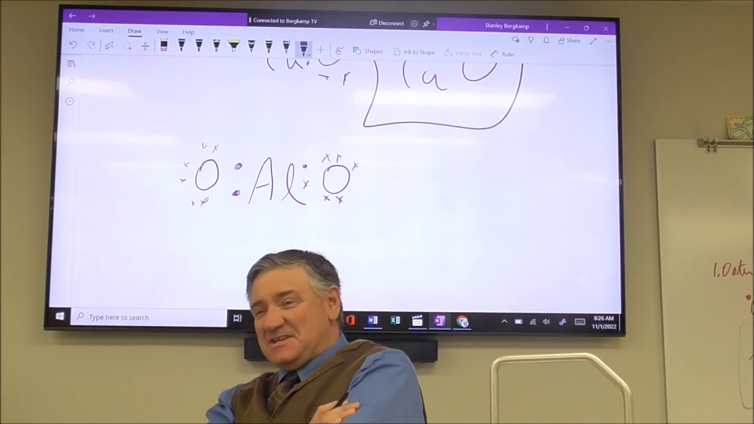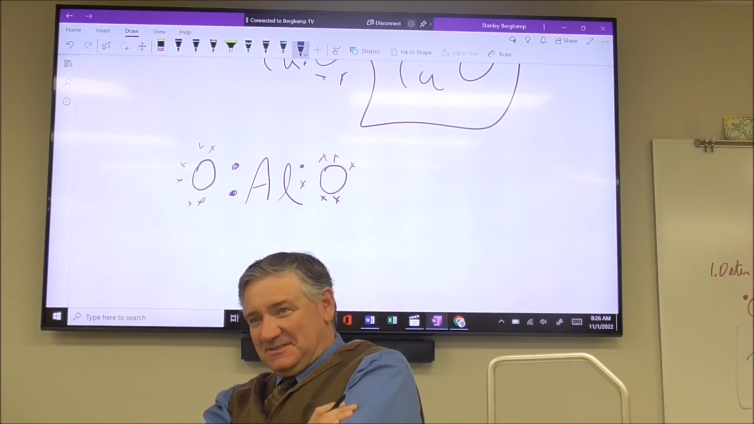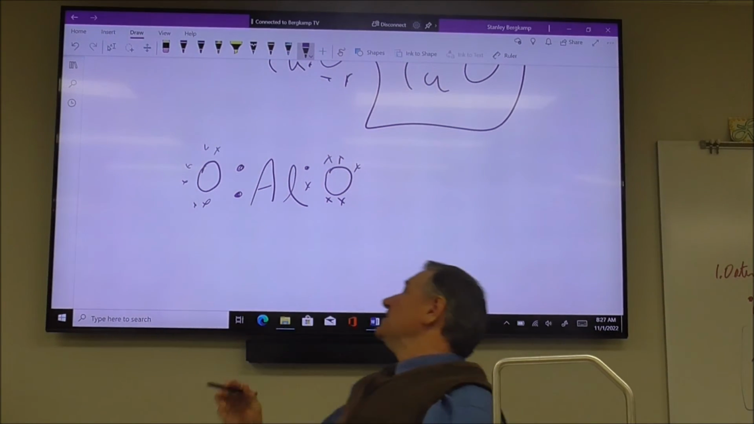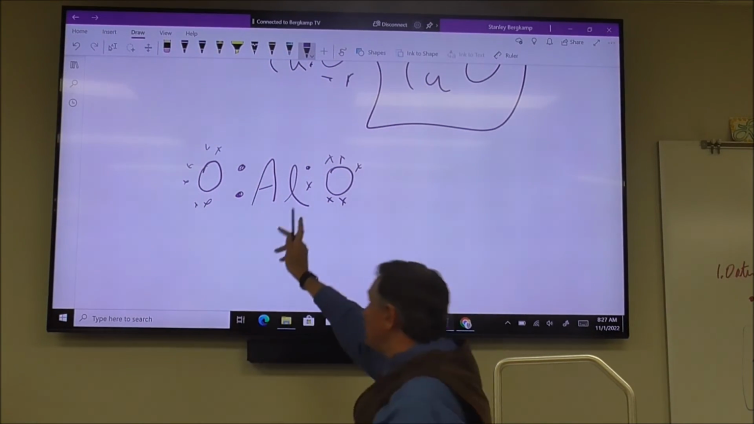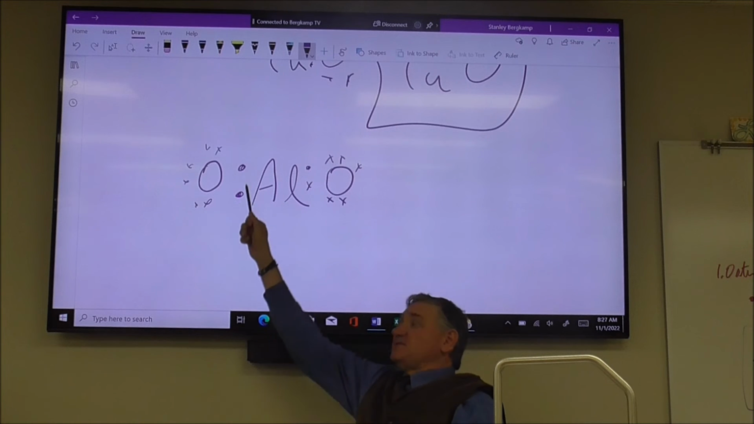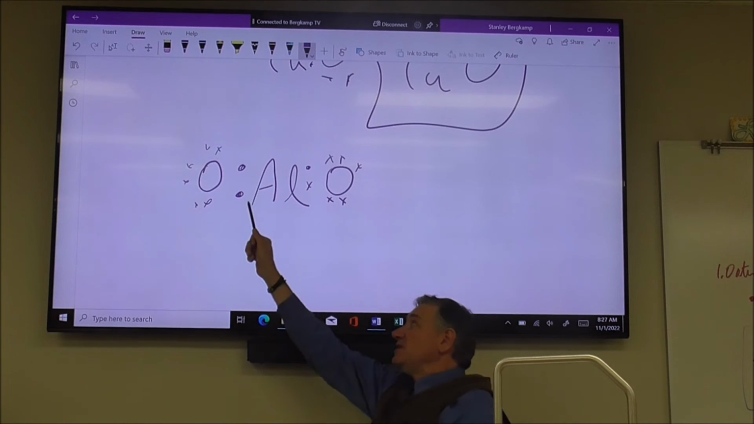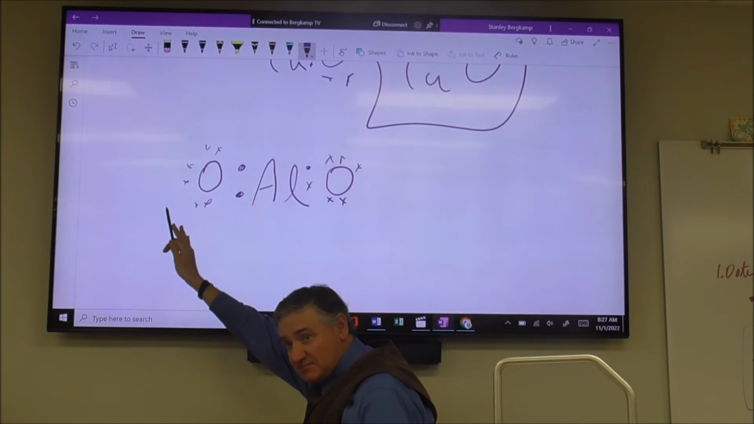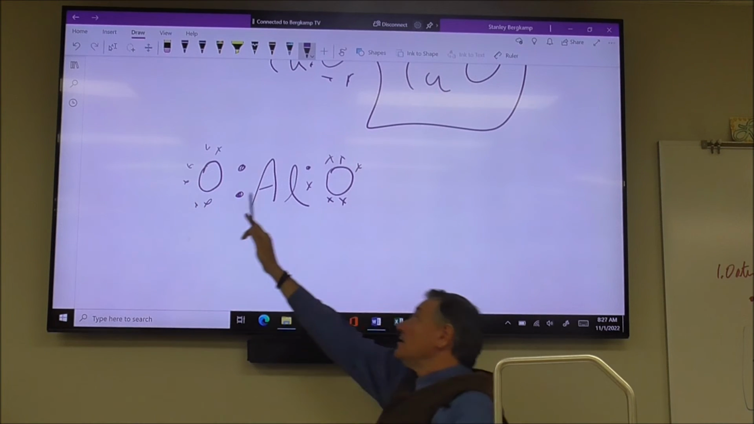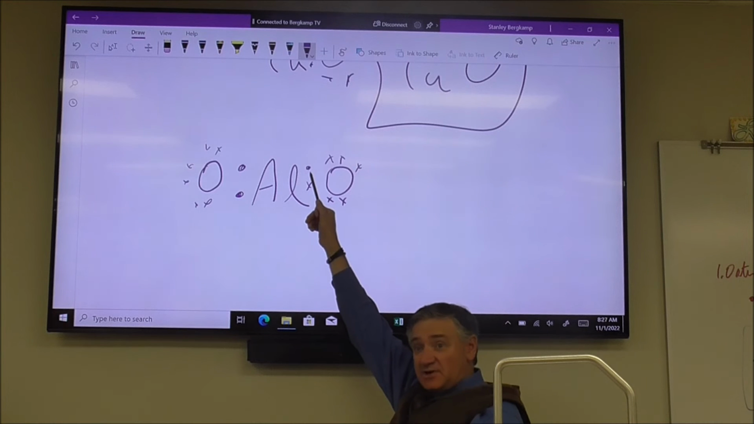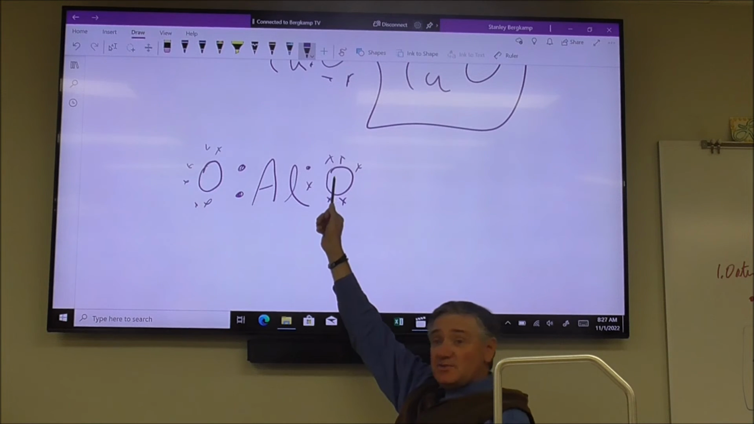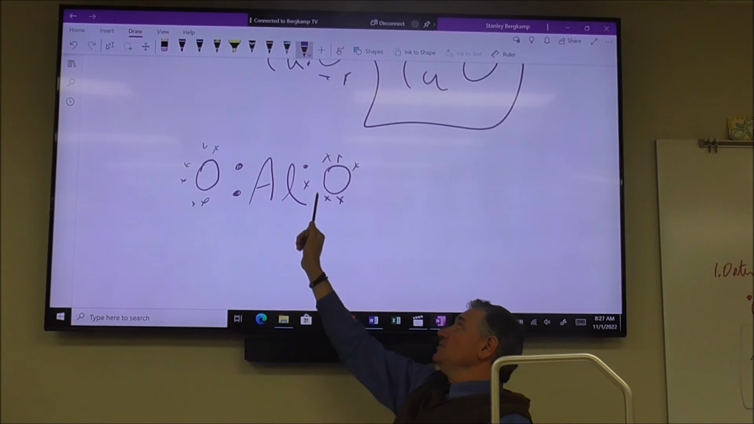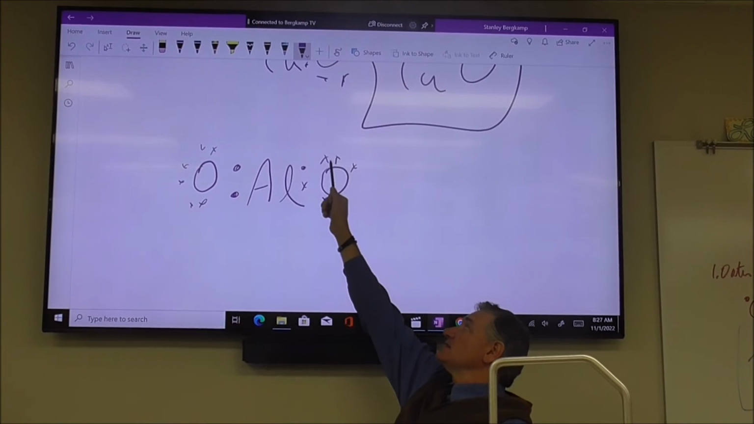Where could that oxygen get another electron? Okay. This aluminum has 3 electrons, right? 1, 2, 3. I'm going to put 2 of them over here. That's going to satisfy this oxygen. It has another electron left over. So I brought in another oxygen. But now that has 1, 2, 3, 4, 5, 6, 7.